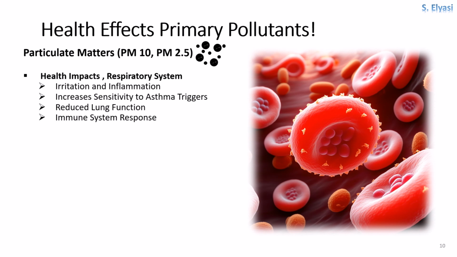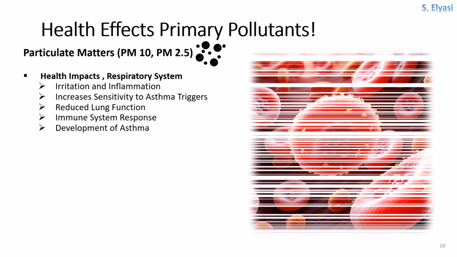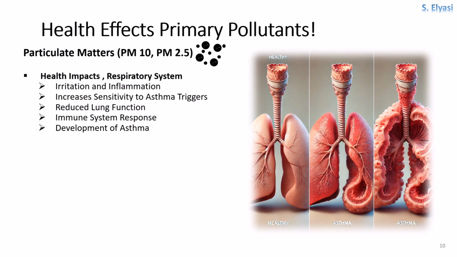Immune system response: particulate matter can alter immune system responses, potentially leading to an increased risk of asthma attacks. The particles can carry allergens deeper into the lungs, triggering an immune response. Development of asthma: there is evidence to suggest that prolonged exposure to high levels of particulate matter can contribute to the development of asthma in children and adults who have not previously exhibited symptoms.